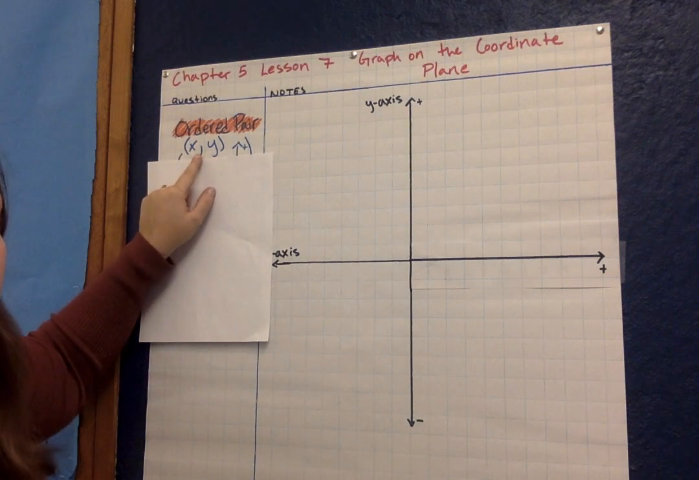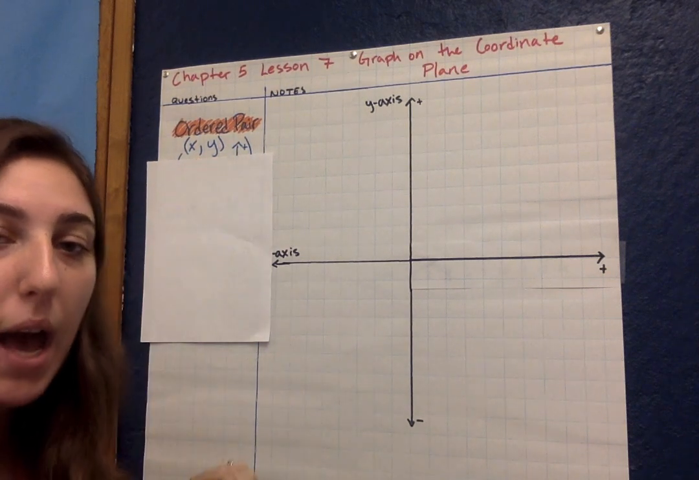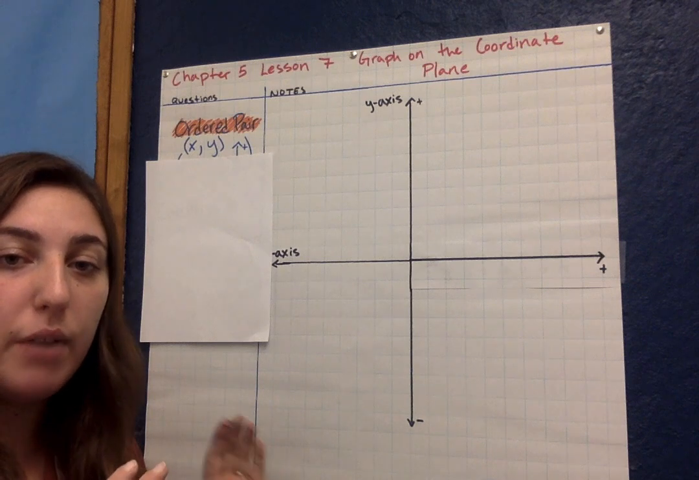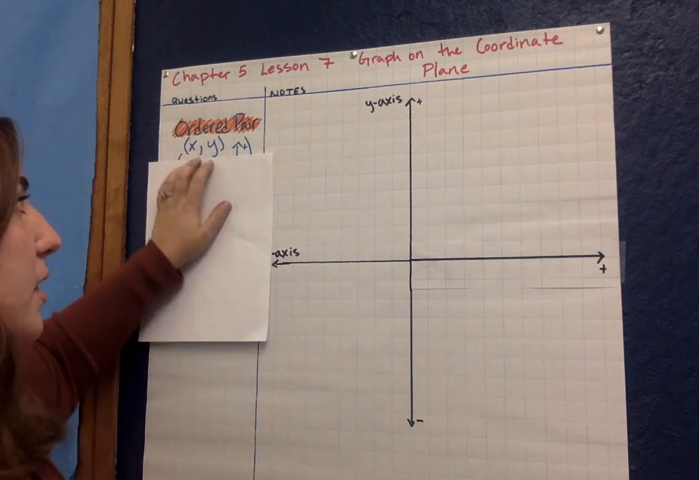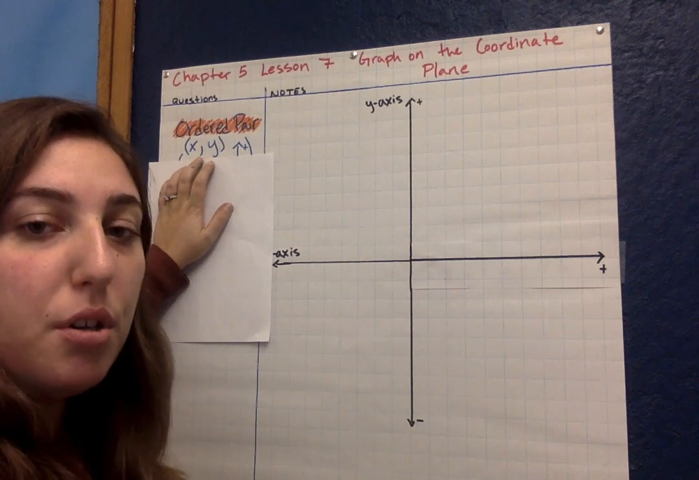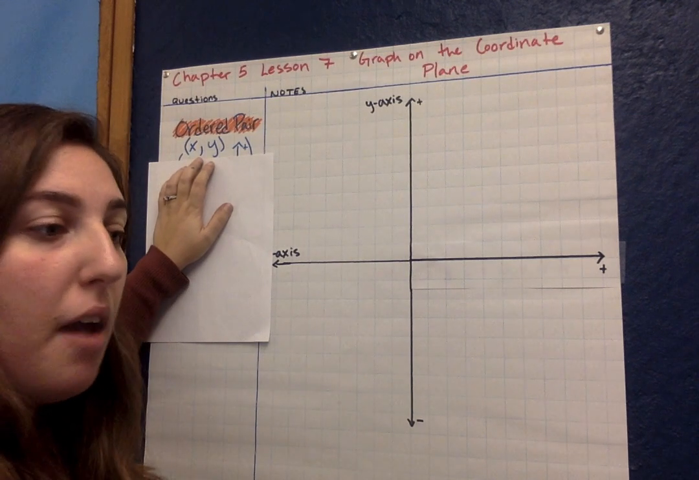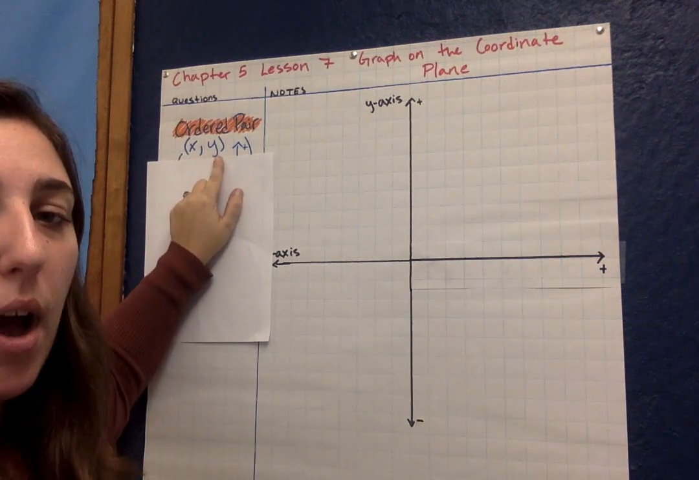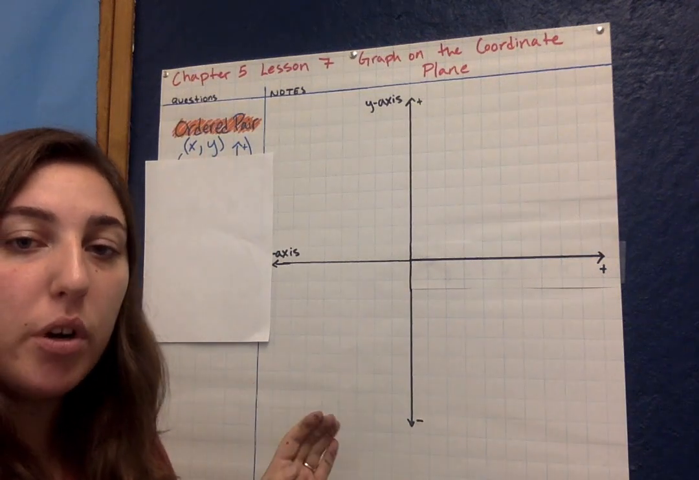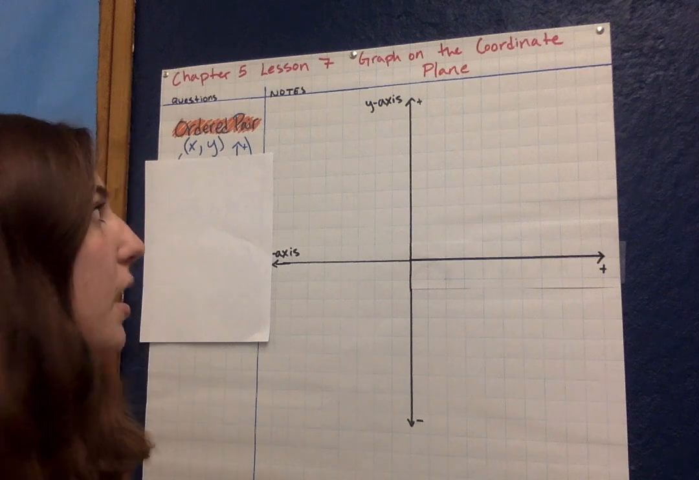The ordered pair is going to be in the form of (x, y), which means we're going to write our x coordinate first and then our y coordinate. That's always true. Okay, so you'll never want to write it any other way except for x, comma, y. And we have those ordered pairs in parentheses.